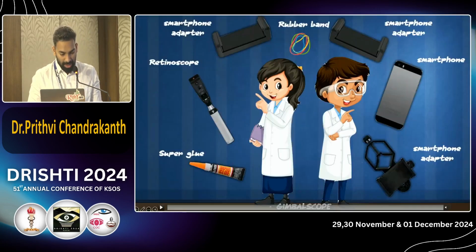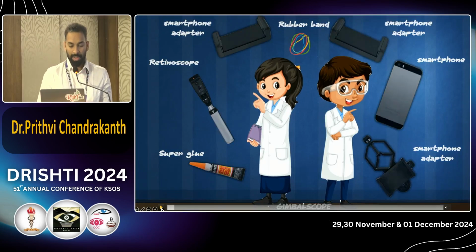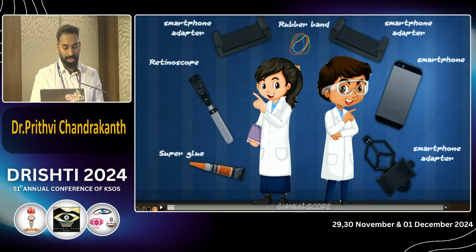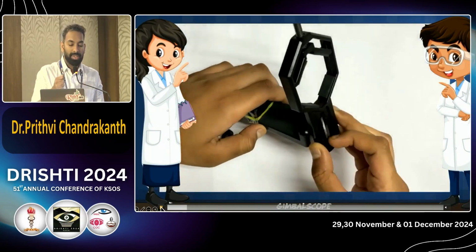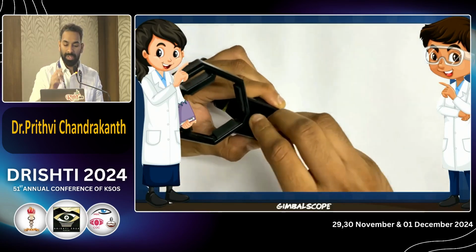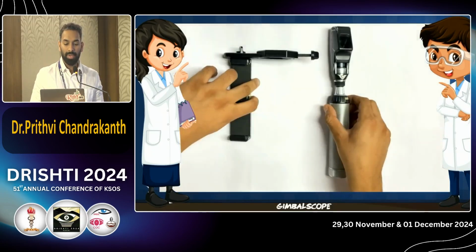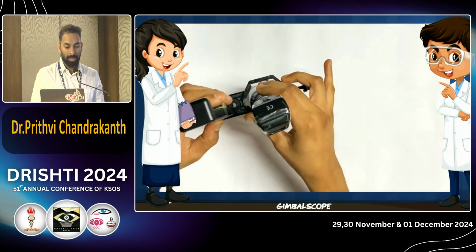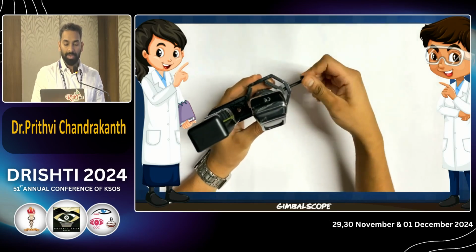The next last one is the gimbal scope. So basically we know that retinoscopy is very difficult to be done and to learn in the initial stages. So we thought there is a problem where the mentor is telling us how to see the reflex and we cannot actually see the live demo. So we thought, why not make something, get a solution for this.